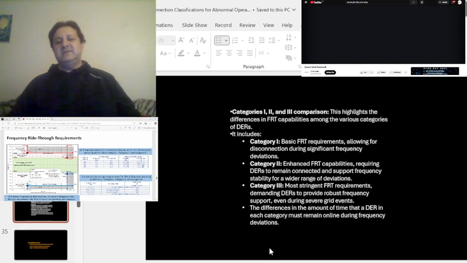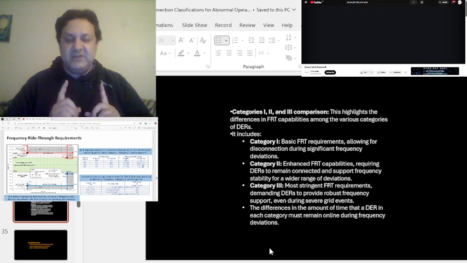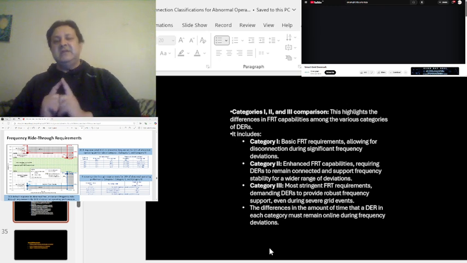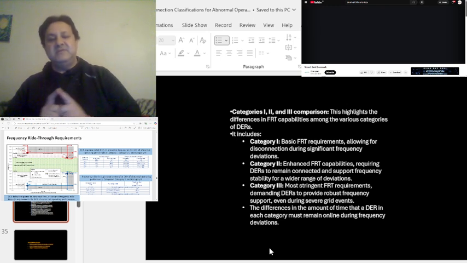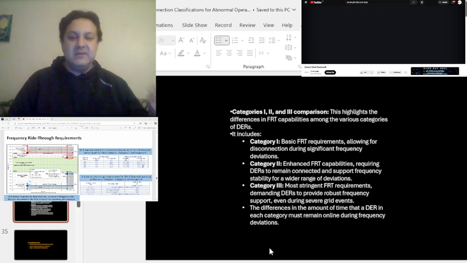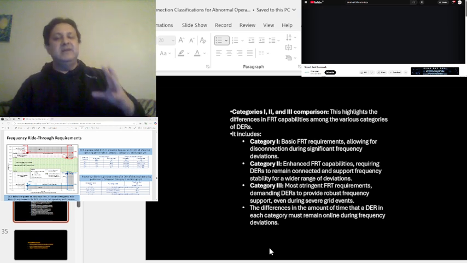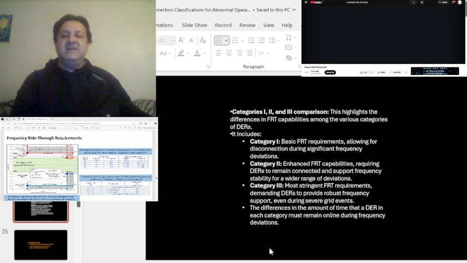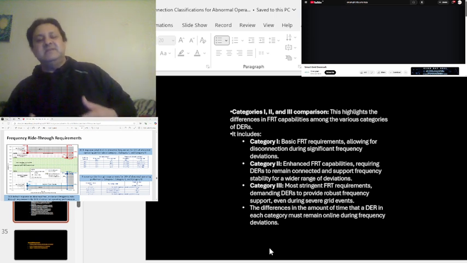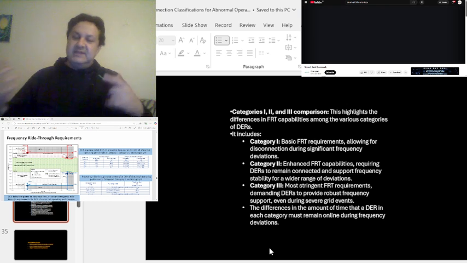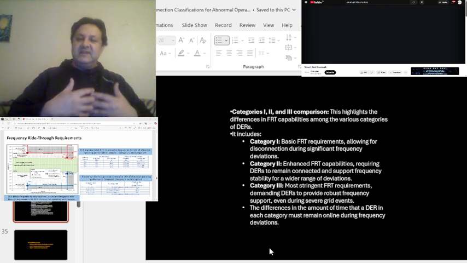For category 1, 2, and 3 comparisons, this highlights the differences in FRT. Now we are talking about frequency ride through capabilities among the various categories of DRs. It includes category 1, category 2, and category 3. For category 1, basic FRT requirements allow for disconnection during significant frequency deviations, as in voltage. Here it is for the significant frequency deviation.